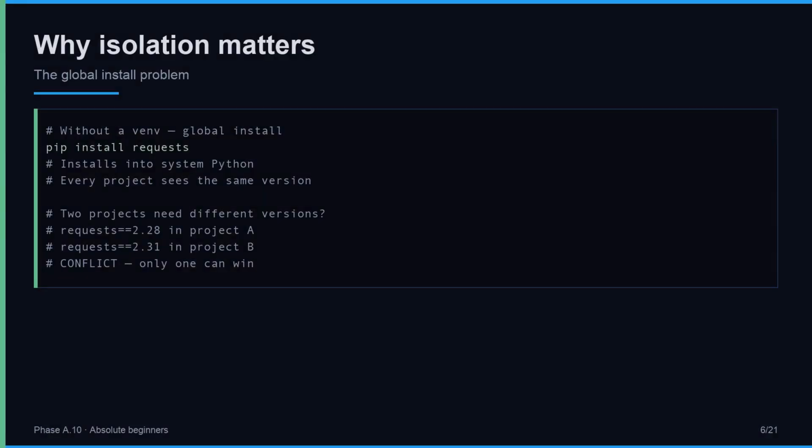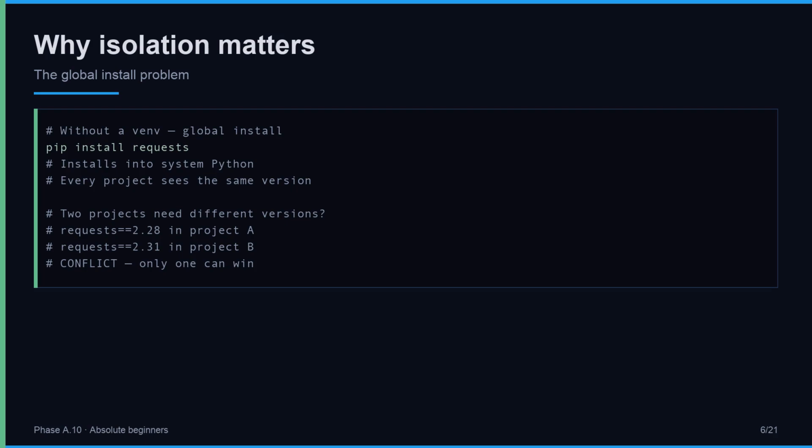Why does isolation matter? Imagine installing every package into your system Python. Project A needs requests version 2.28. Project B needs version 2.31. They cannot both win, there is only one global requests. You would spend your evening upgrading and downgrading, breaking one project to fix another.